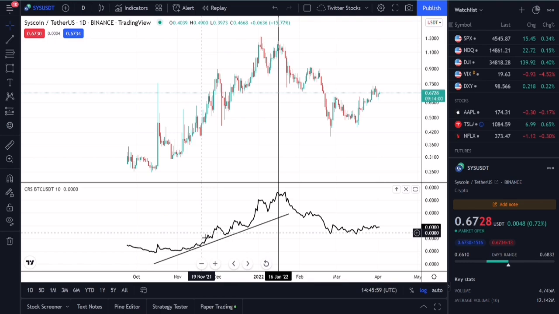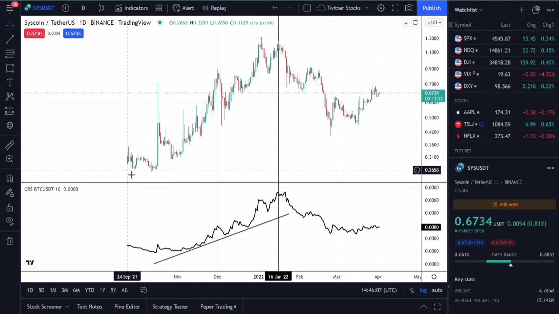Now one thing that's more important for you to realize over here is that the relative strength line was not moving higher because the overall market was moving higher. SYSCOIN, since September of 2021 all the way till January of 2022, moved higher, while BTC or Bitcoin was continuously dropping lower on all the time frames.